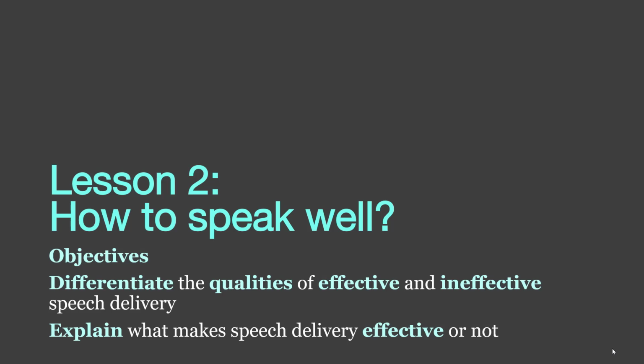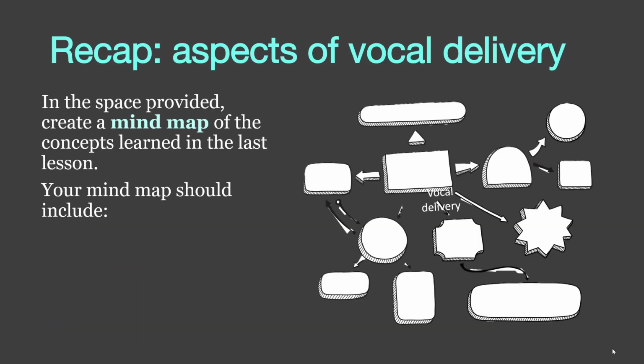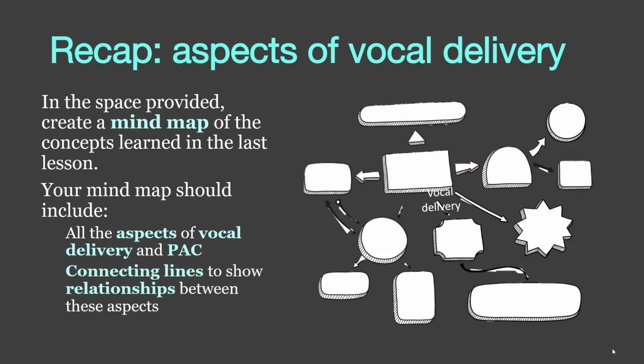And let's go. So let's recap what we have learned in the previous lesson on the aspects of vocal delivery. I think it's important at this point to pause and draw a mind map of the concepts you have learned. You can draw it on a piece of paper that is convenient for you or an exercise book that you have set aside for the subject. So your mind map should include all the aspects of vocal delivery and PAC, namely purpose, audience, and context. Next, connect the lines to show the relationship between these aspects.